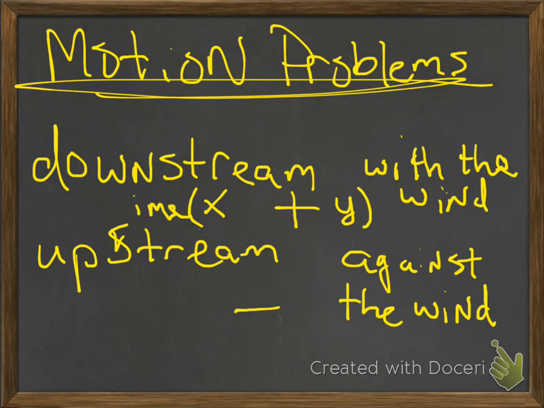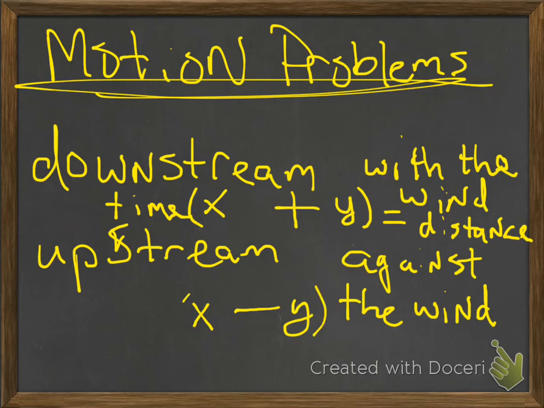Okay, that should be the word time. And then I would set that equal to the distance. So it would always be equal to the distance. Now, upstream would be, again, x minus y times time equals distance. Nothing very obviously difficult. So let's see an example.